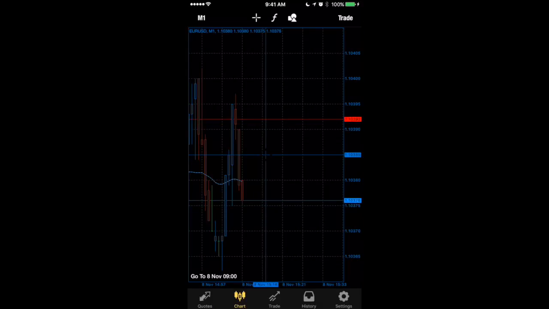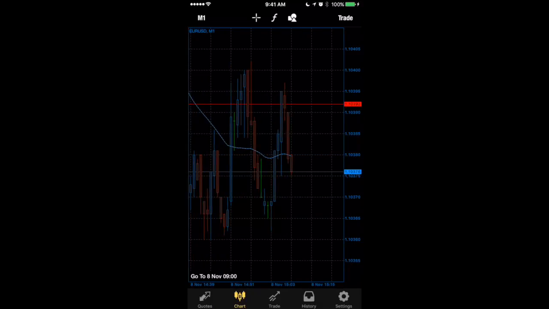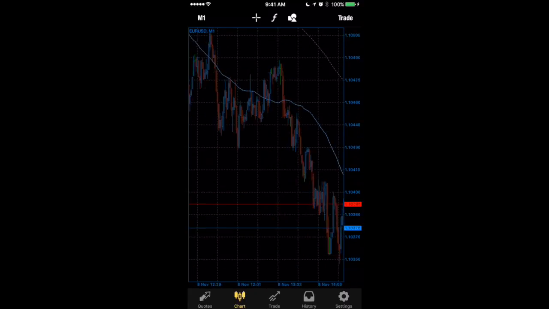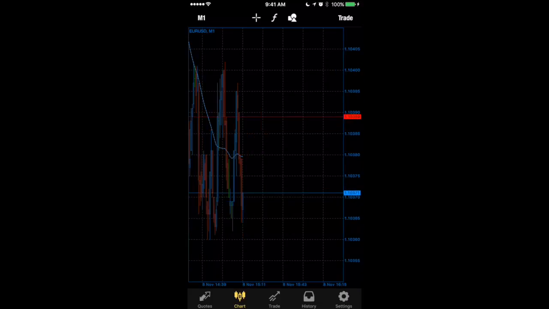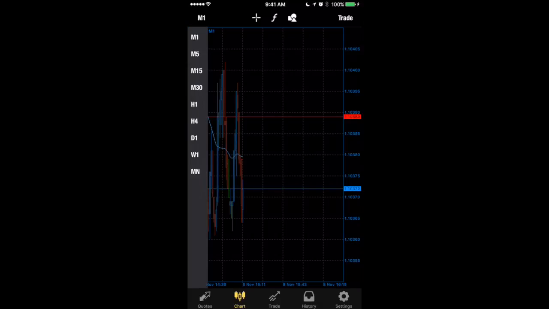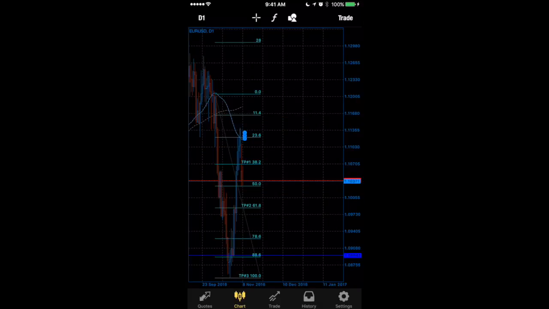Go to the 1 minute chart. This is what that looks like. It's easier sometimes. Sorry, I was gonna flip the screen to the side, but it stopped the recording, so I can't do that. I'll have to flip it later. Anyway, daily chart.